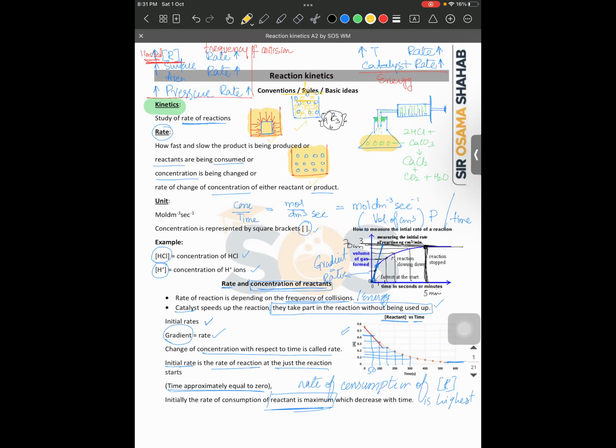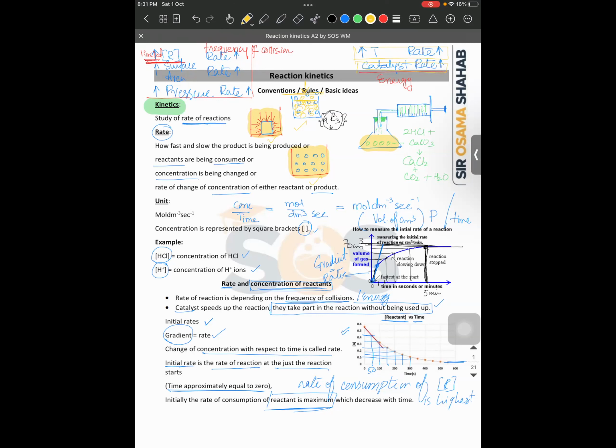So these three factors are going to be affected, or you can say that you can use the rate and frequency of collision for these three factors. But if you talk about temperature, temperature is going to affect the energy of the particle, and catalyst is also going to affect the energy of the particle. So these two factors are connected with the energy, right?